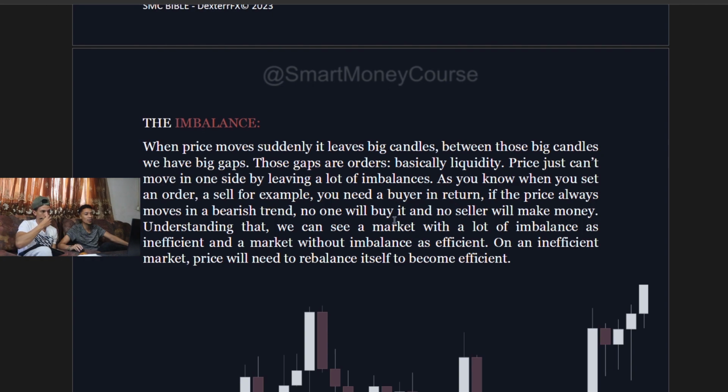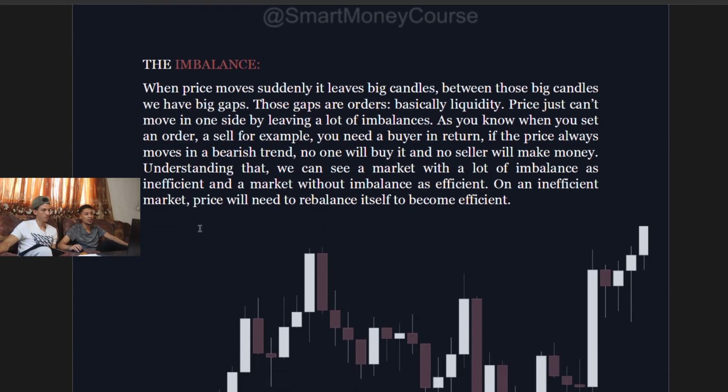As you know, when you set an order, a sell for example, you need a buyer in return. If the price always moves in a bearish trend, no one will buy and no seller will make money. Understanding that, we can see a market with a lot of imbalance as inefficient, and a market without imbalance as efficient. On an inefficient market, price will need to rebalance itself.